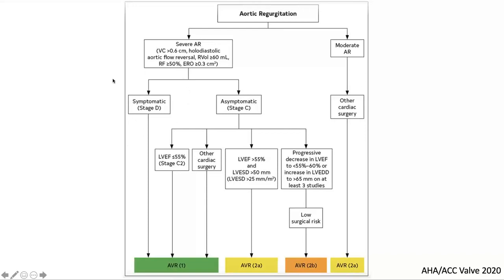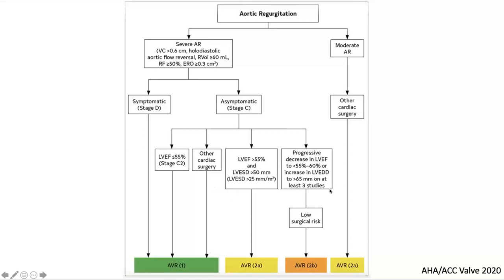Essentially, it remains the same: if you're severe AR and symptomatic, it's a class 1 indication to go for aortic valve repair or replacement. Asymptomatic, the biggest change is that this used to be an LVEF less than 50%, now 55%. I think that highlights the importance that once we start losing those percentages of ejection fraction, the course ends up accelerating quite exponentially. So it's just trying to catch people faster. And of course, if they're already in there and they can do something, other cardiac surgery.